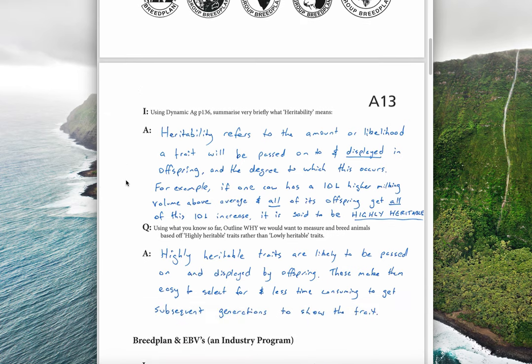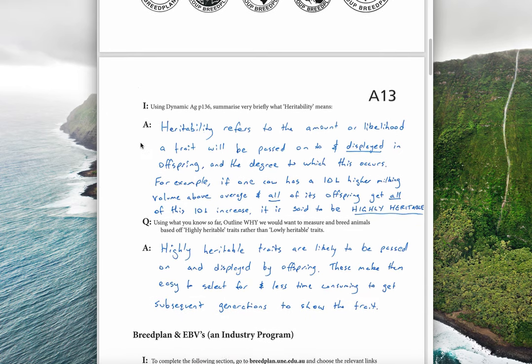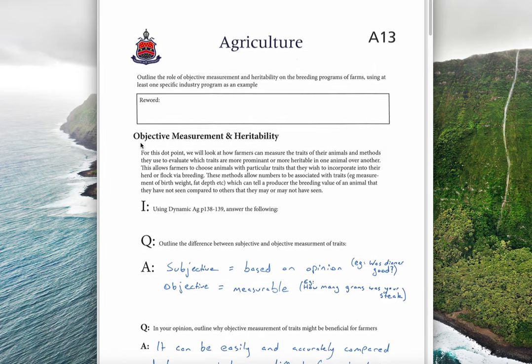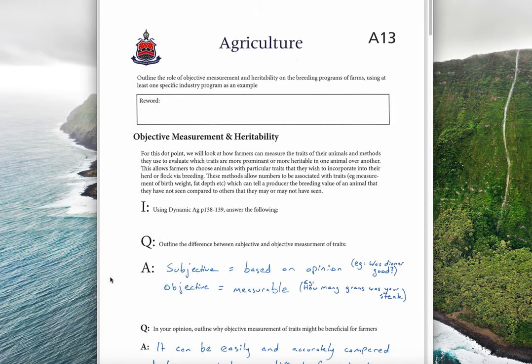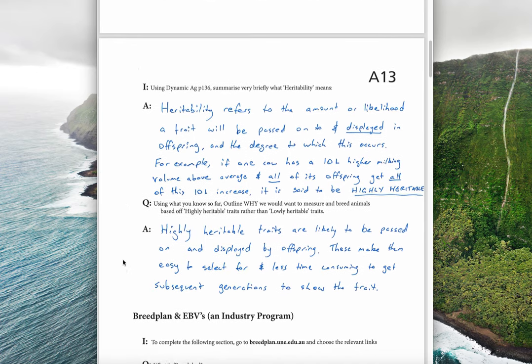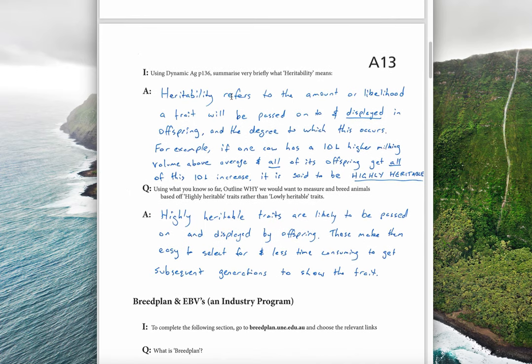All right, so moving on to what heritability means, because that was the second point of the dot point. We looked at objective measurement and heritability in a breeding program. So heritability basically refers to the amount or the likelihood of a trait being passed on and displayed in offspring, and the degree to which this occurs. So for example, if one cow has a 10 litre higher milking volume above average, and all of its offspring get all of this 10 litre increase, it's said to be a highly heritable trait.